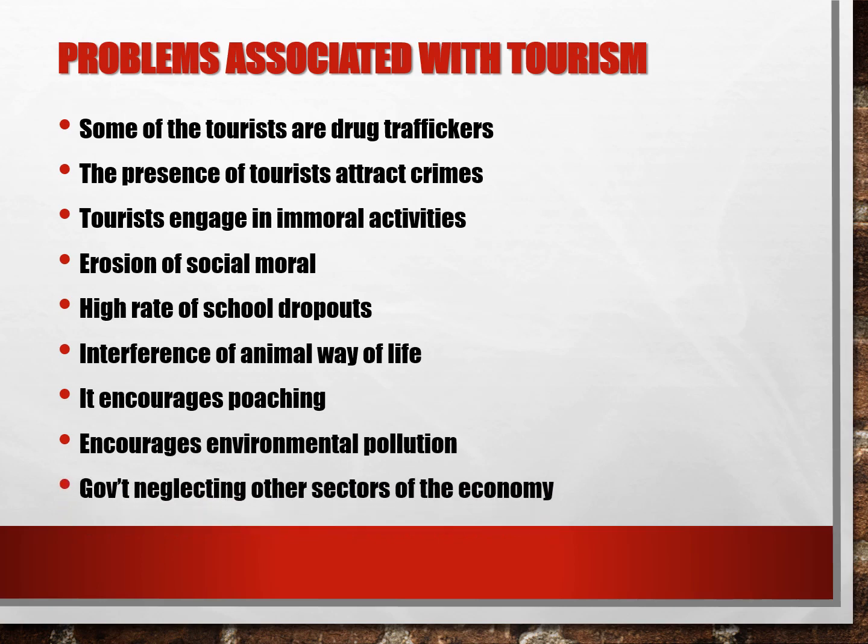And then worse off is that the government neglects other sectors of the economy. In the 1990s, we had what we call structural adjustment programs, or the SAPs. These were encouraged by the IMF and World Bank, where the government was not supposed to invest in non-productive sectors of the economy, like education and healthcare. So governments ended up investing heavily in productive sectors like tourism and forgetting other sectors of the economy, because tourism is paying back.